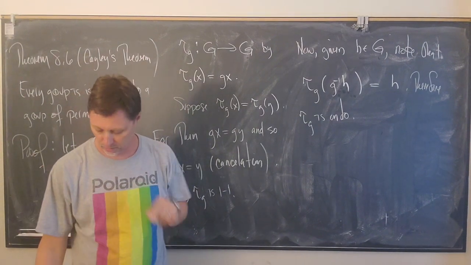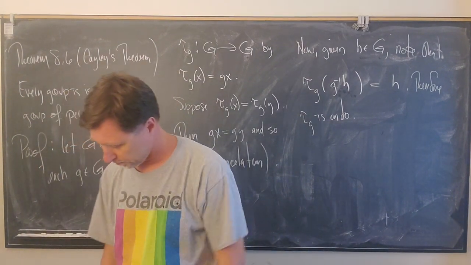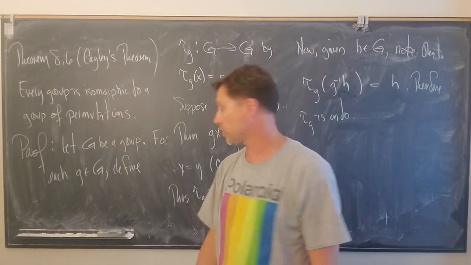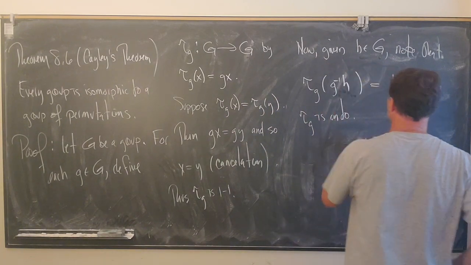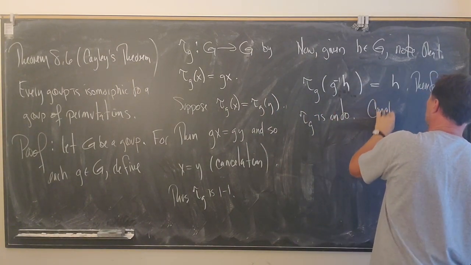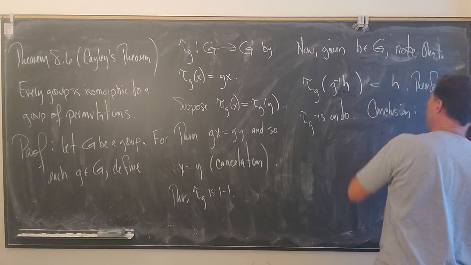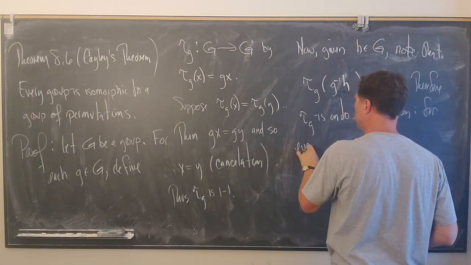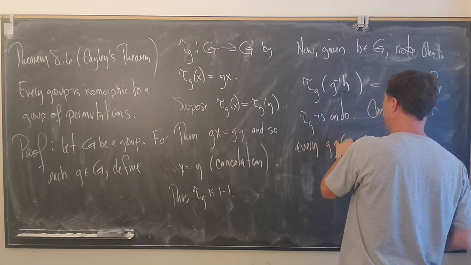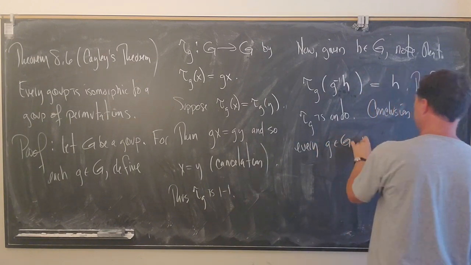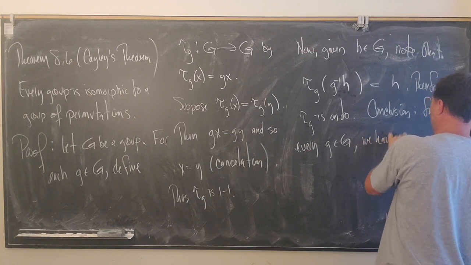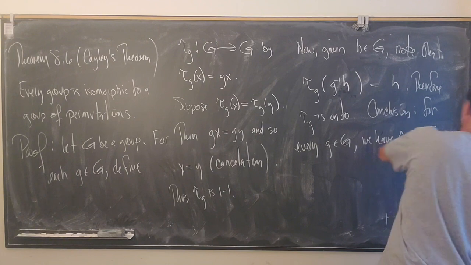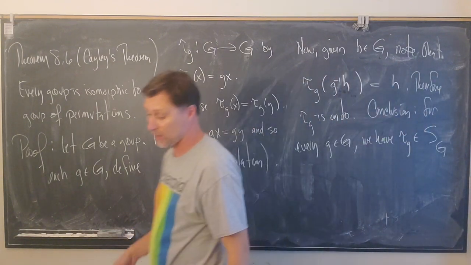What do we call such things? Well, we call them, what? Permutations, that's right. So conclusion, for every little g in capital G, we have tau sub g is a permutation of capital G. In other words, tau sub g is an element of S sub G.